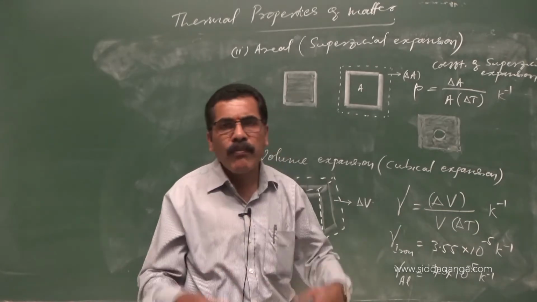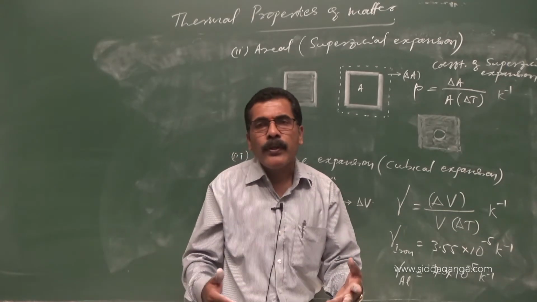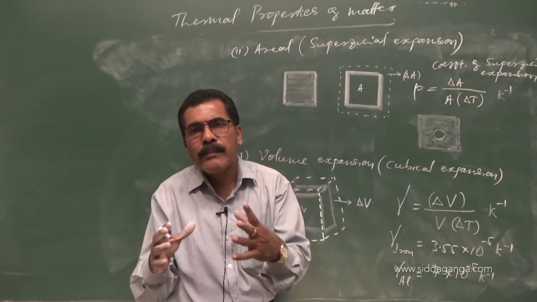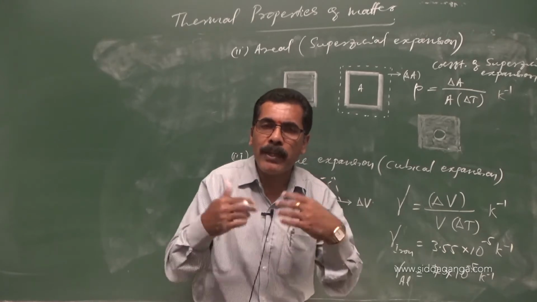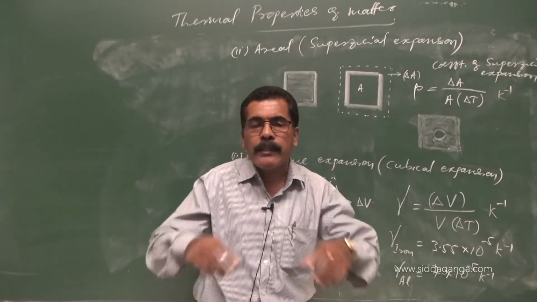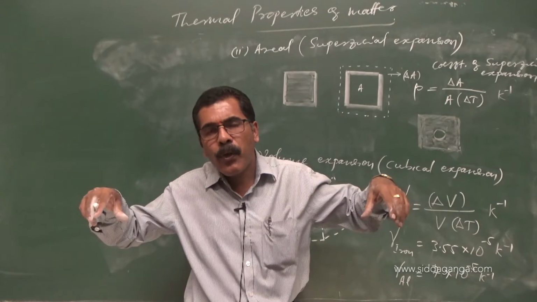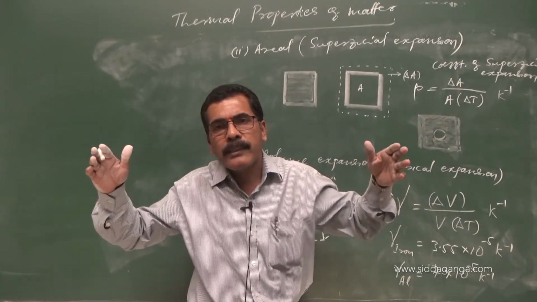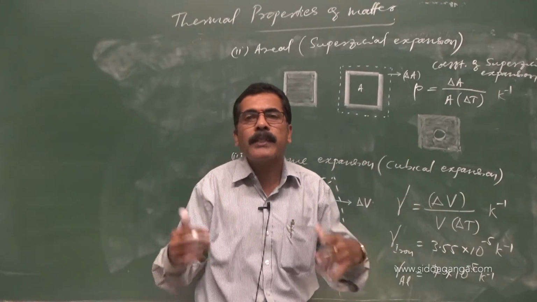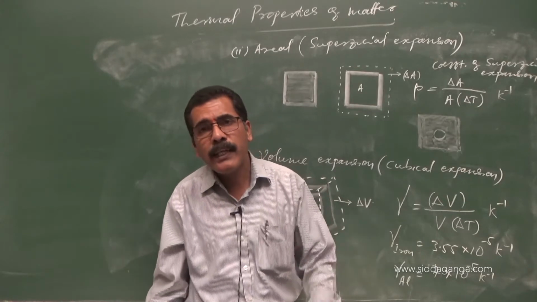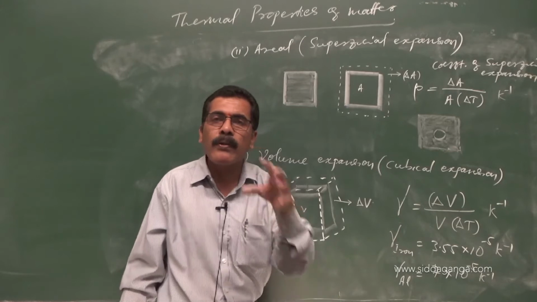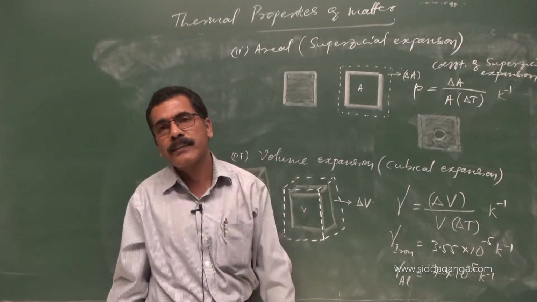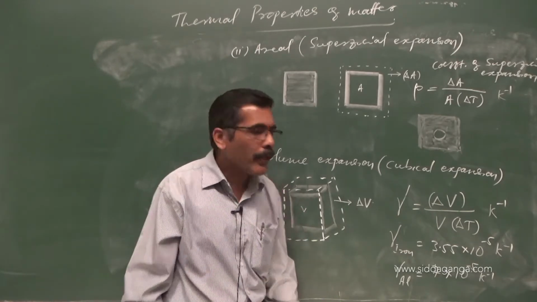Suppose in some way you have prevented the body from expansion, though heat is being supplied. You are supplying heat to a metal rod, it tries to expand, but you are making certain obstruction for expansion, and as a result a stress is being developed in the material, and we call that stress thermal stress. Have you got my point?